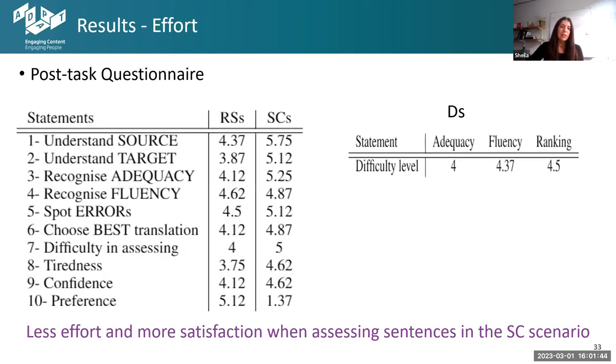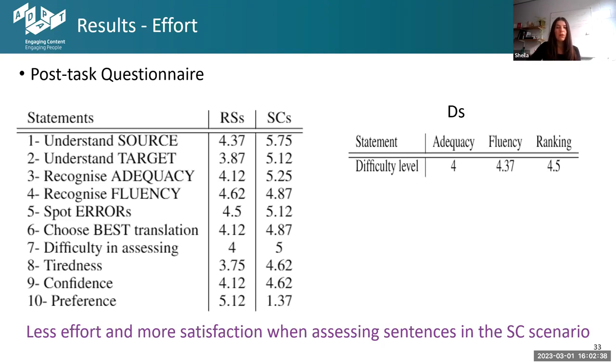So here is the result for the post-task questionnaire. If you look at that, the higher the better, right? Translators found that it was easier to understand both the source in statement one and the translation in statement two when they were assessing sentences in context. It was easier to recognize adequacy in statement three and fluency in statement four, spot errors in statement five, and choose the best translation in statement six when they had access to the full texts. They also found that it was easier to assess the quality in general in statement seven and less tiring in statement eight.